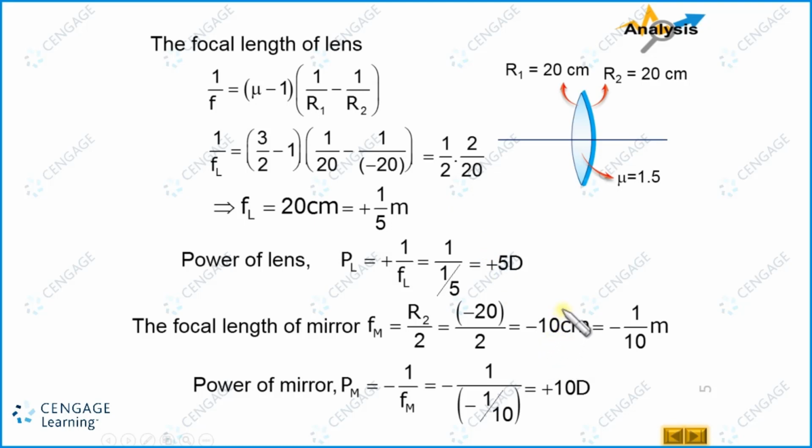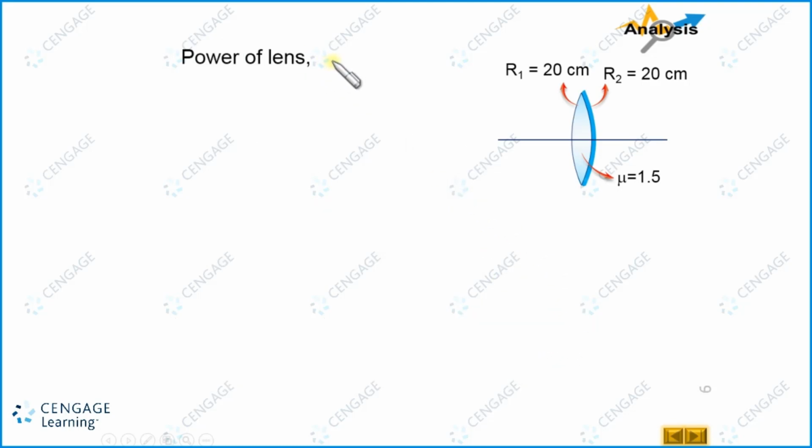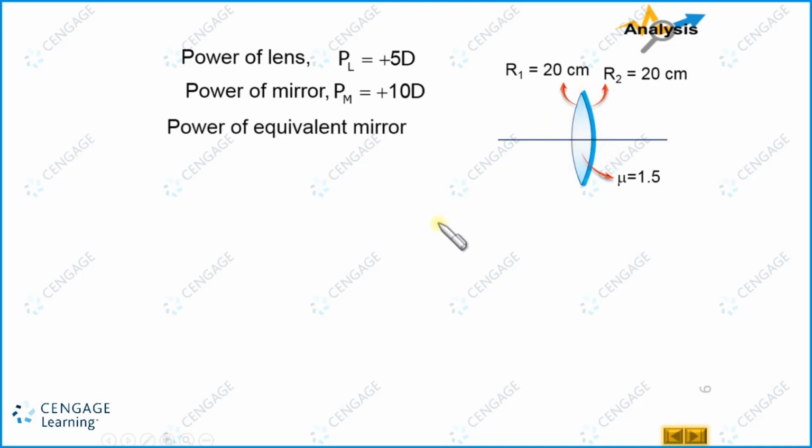Now we can write these powers. This is the power of the lens, that is 5 diopter, and the power of the mirror we have calculated is plus 10 diopter. Now we can write the equivalent power, that is the power of the equivalent system, P equivalent equal to 2PL plus PM, because the ray will interact twice with the lens and a single time with the mirror. So this is the power, right? Now we can substitute the values PL = 5, PM = 10, right? Now this is equal to 20 diopter.